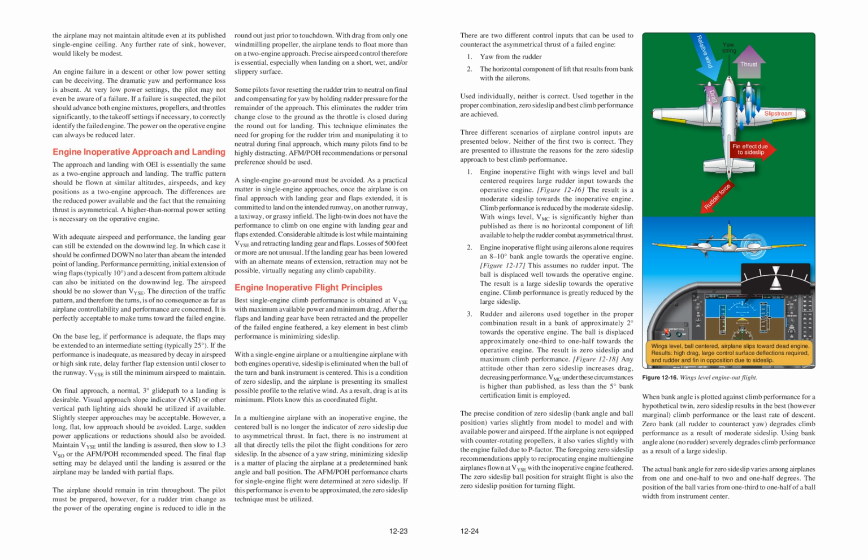A single-engine go-around must be avoided. As a practical matter in single-engine approaches, once the airplane is on final approach with landing gear and flaps extended, it is committed to land on the intended runway, on another runway, a taxiway, or grassy infield. The light twin does not have the performance to climb on one engine with landing gear and flaps extended.